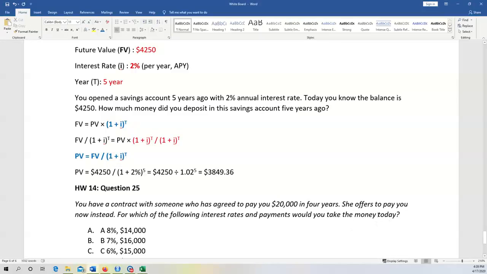$3,849.36. This is exactly the same like what we did previously, right?